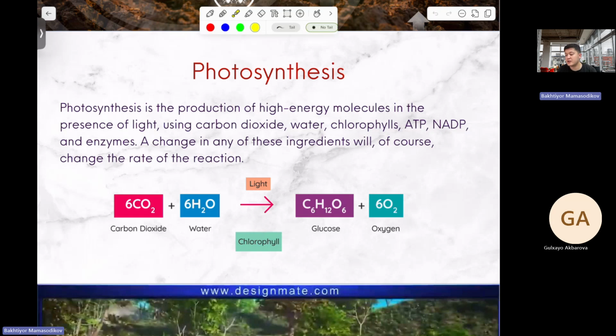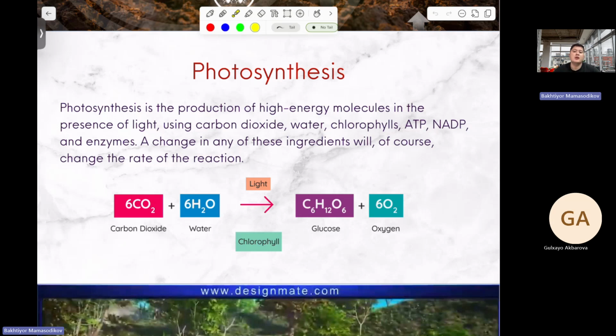Light-dependent reactions occur in the thylakoid membranes. I'm going to show you a little bit later about this. Light-dependent reactions need sunlight and water, and these reactions produce ATP and NADPH, which is an electron carrier, and oxygen. The oxygen is released as a byproduct. The light-independent reactions, which is the Calvin cycle, we're going to cover soon. It uses the ATP, NADPH, and carbon dioxide.